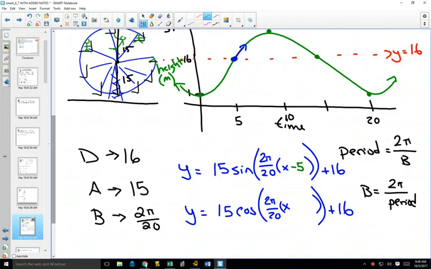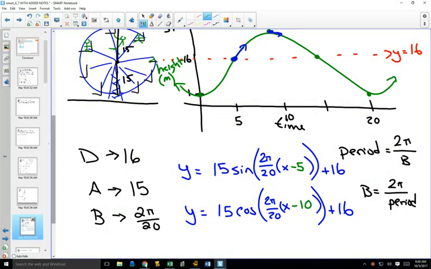Where does a cosine graph start? Starts at a maximum, right? Right at the top. So do we have that point anywhere on here? Yes. There's a point right at the top. That happens 10 to the right. So we could put that in as minus 10.